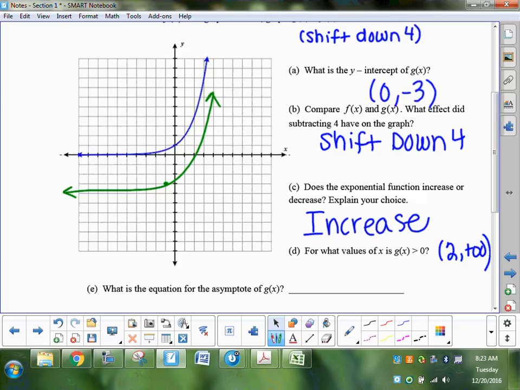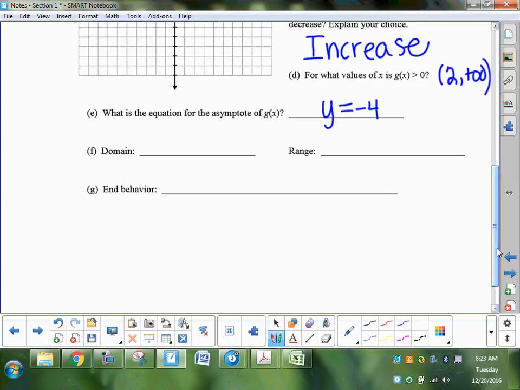I can't be cleaner. What's the equation for the asymptote in that graph? Hands up, please, if you can tell me. What's the asymptote equation going to be? Fabulous. What's the domain of it? Negative infinity to positive infinity. Our range, what would the range on this graph be? Hands up, please. Parentheses, -4 to positive infinity. We go through and give our end behaviors: x goes to, y would go to, and so on.